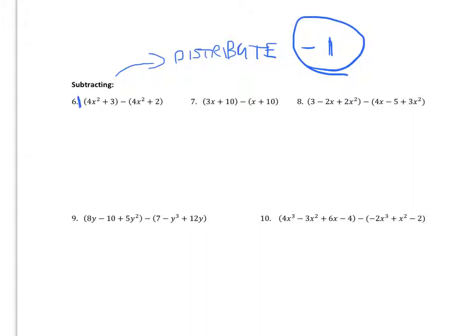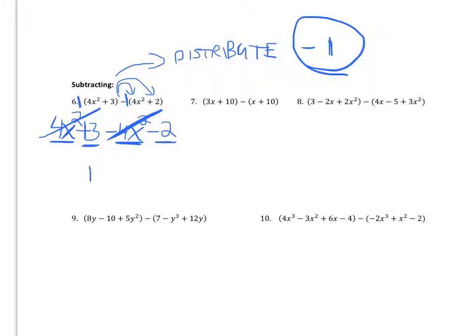So here, the first stays the same. This is like distributing positive 1 to the 4x squared plus 3. So that stays 4x squared plus 3. But I'm going to put a 1 here. I'm going to distribute negative 1 to this. So negative 1 times 4x squared is negative 4x squared. And then negative 1 times this positive 2 is minus 2. So that's a little bit different. Then after you distribute the negative 1, you do everything else the same. So 4x squared minus 4x squared gives you 0x squared, which cancels out. And then 3 minus 2 gives me positive 1. That's my answer.